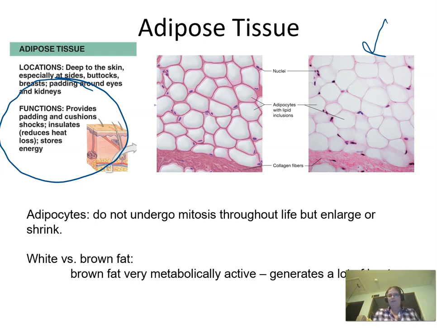Now, what's interesting for the adipocytes, which is a fat cell, is they technically don't undergo mitosis throughout your whole life. They don't replicate. They usually replicate more in your infancy and childhood. But what they do is they get bigger and they shrink. So when you gain weight, your adipocytes fill up bigger, bigger, bigger. And when you lose weight, they just shrink, but they're still there, unless you go in and have liposuction or something and remove them.